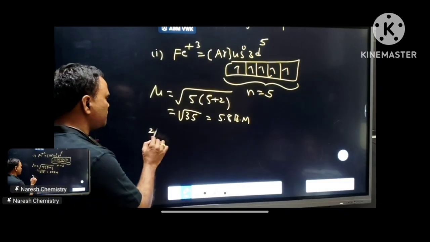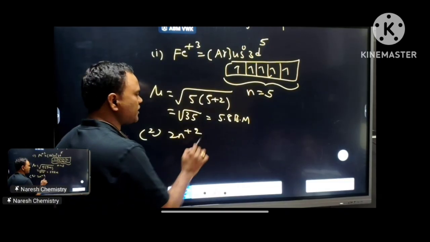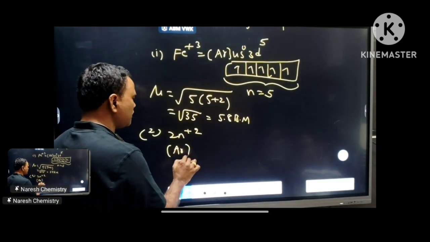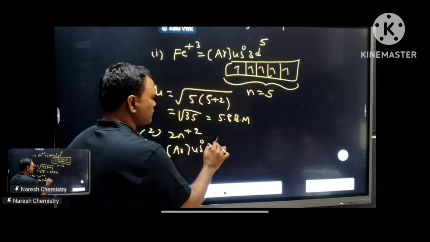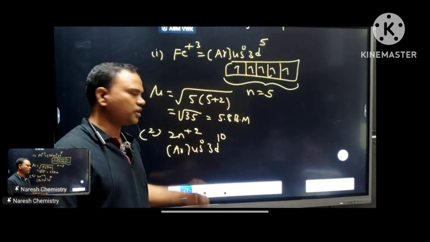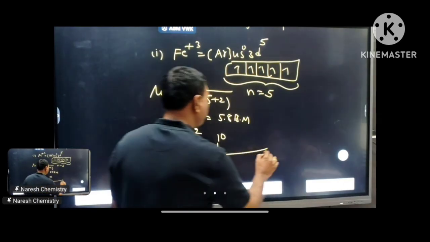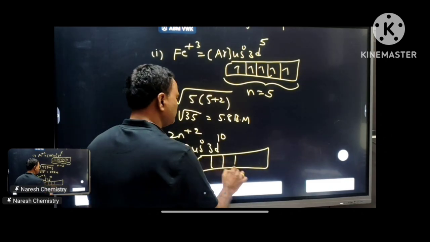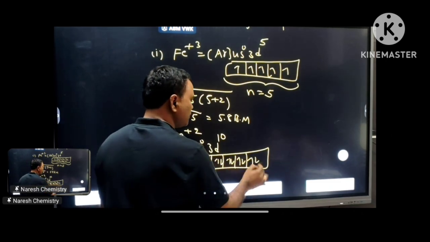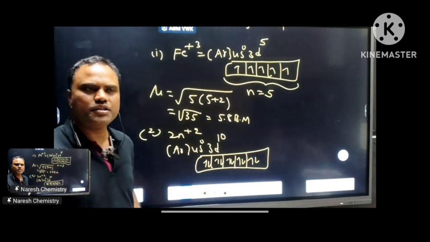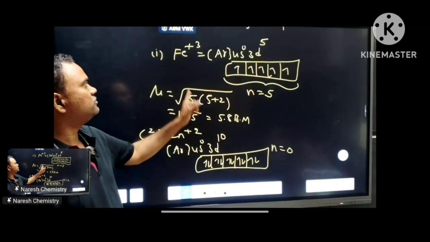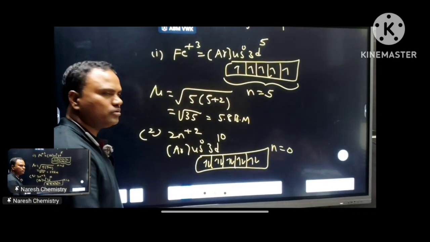Second example. Zn plus 2. What is its magnetic moment? What is the configuration? Argon 4s0, 3d10. Actually 4s2, 3d10, we have to remove 2 electrons from the 4s, not from the d10. 1, 2, 3, 4, 5, 6, 7, 8, 9, 10. All are paired only. Is there any single electron? No. N is equal to 0. Substitute n value in that formula, 0. So 0 Bohr magneton. Okay, right.